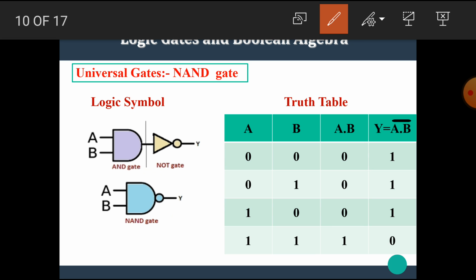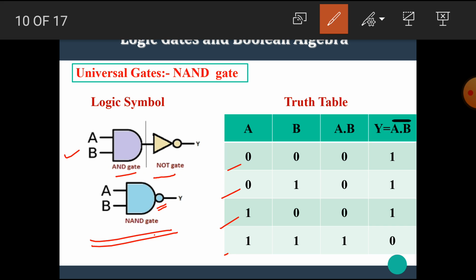Let's see its truth table. This is the logic symbol A into B connected with the NOT gate, and this is the simplified symbol. This bubble shows that this is the NAND gate. A and B have the values 00, 01, 10, 11.